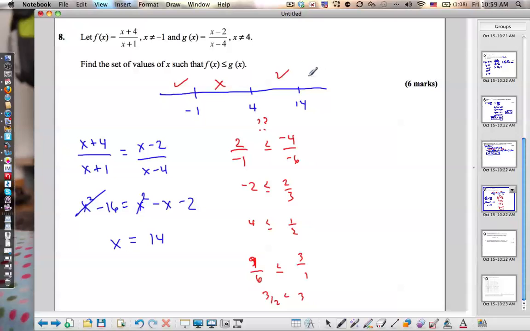And then this has to be a no because they switch when they're 14 and there's no asymptote, so that's a no. So the answer is from negative infinity is less than x is less than negative 1, and when 4 is less than x is less than or equal to 14. They're equal there, and I want to know when they're equal. And there's our answer.